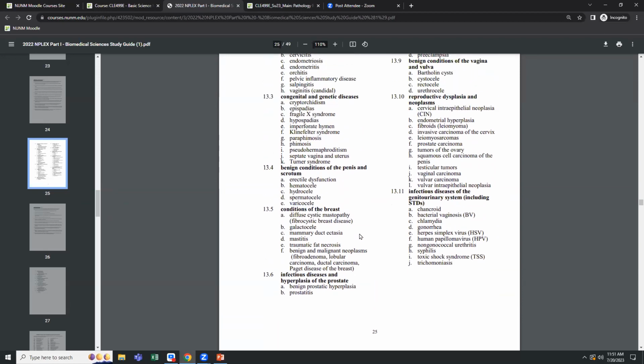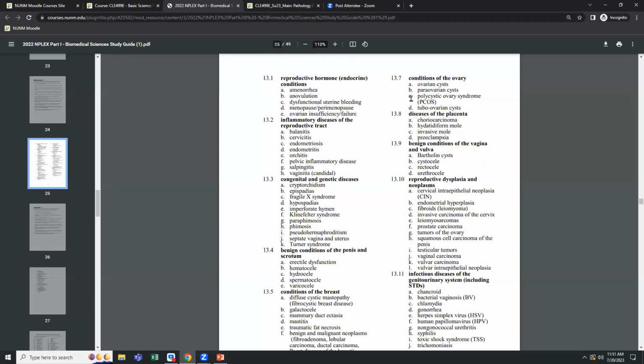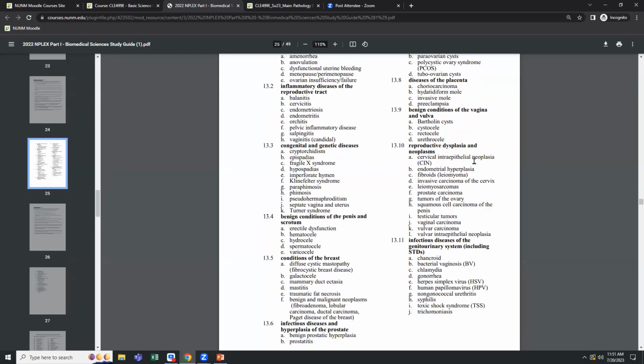BPH, prostatitis, sure. Of the ovaries, PCOS is really the only one that comes up. And then your cancers, so your CINs. That's really the only one. They don't like testing a lot about women's health. They test about men's health. It must be a men test writer. I don't know. They test about men's health a lot when it comes to that area.